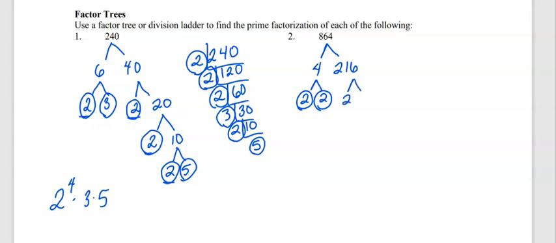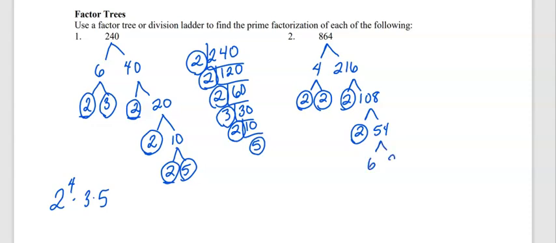216, I'm going to do 2 times 108, even though that's not the only two numbers that multiply to give me 216. And 2 is another prime. 108 needs to continue to factor because it's composite. And so I'll do here 2 times 54.